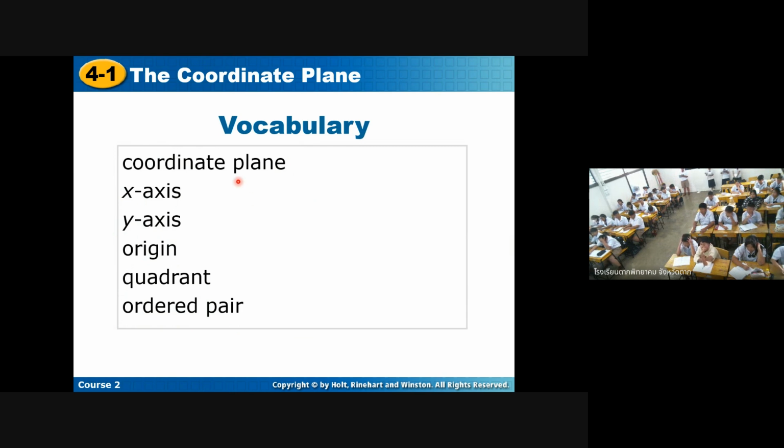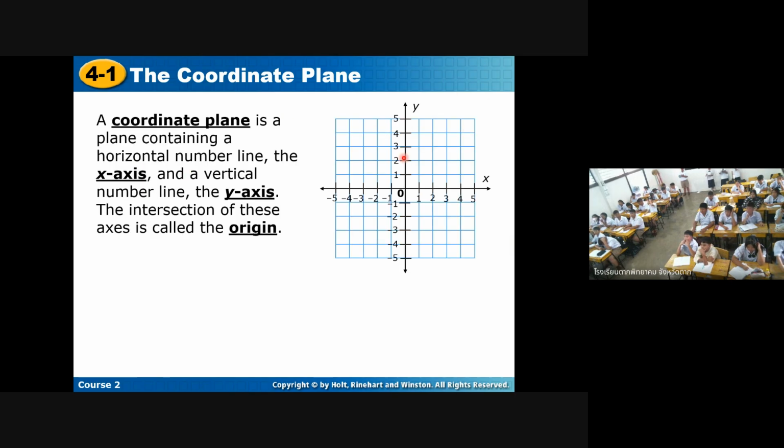Now, first, what is a coordinate plane? A coordinate plane is any plane consisting of two lines, the vertical line and the horizontal line, meeting at an intersection here. This is what you call the coordinate plane. Why is it called coordinate plane? Because this is used to locate the coordinates of a given point or a given location.